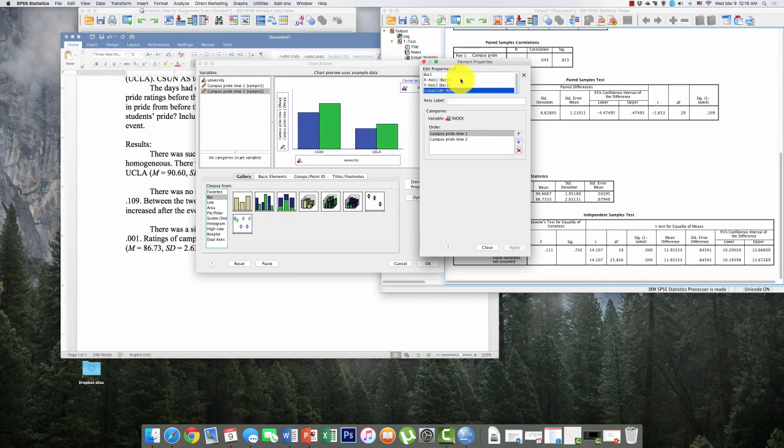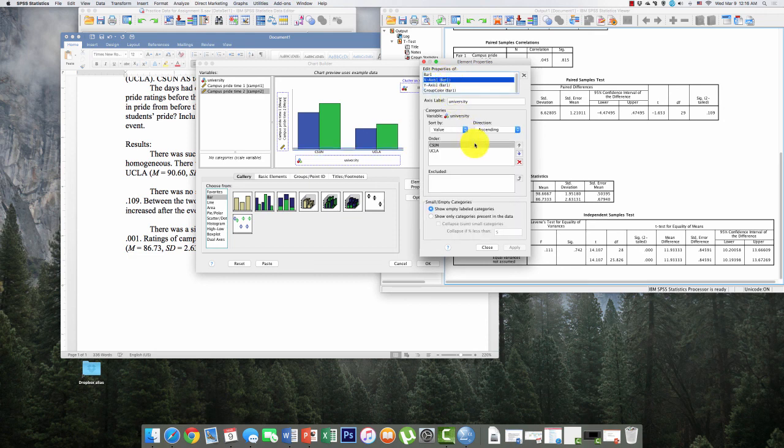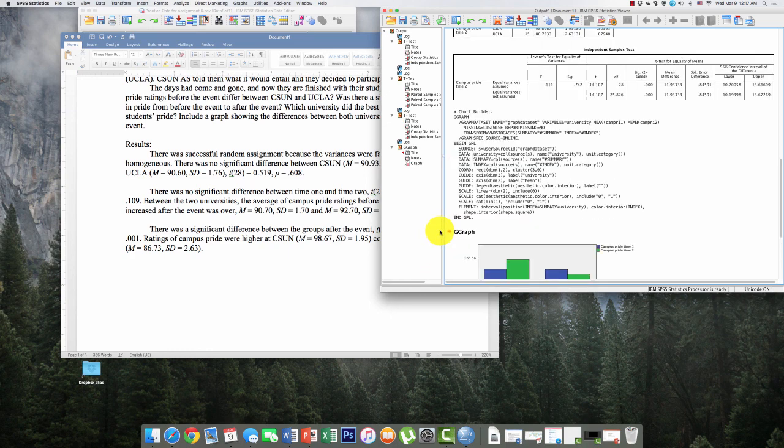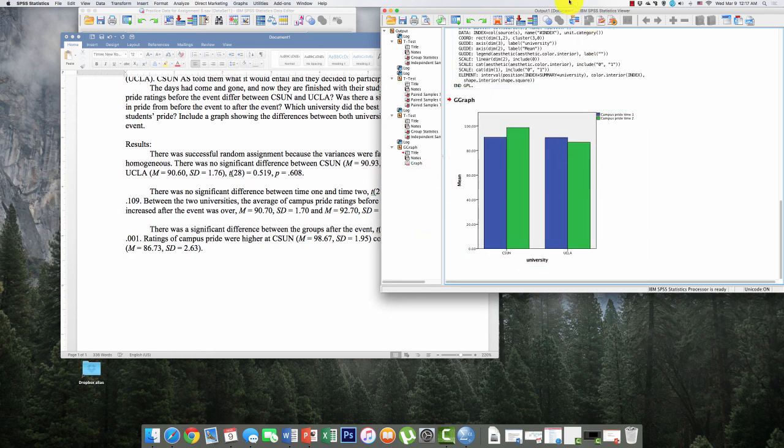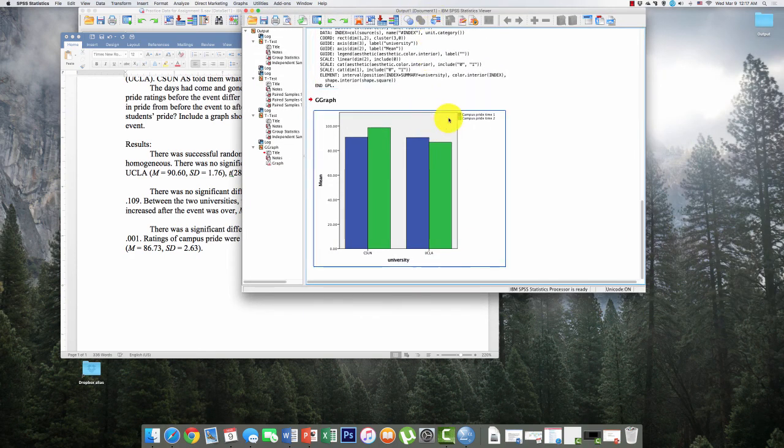One last setting to change is go to the x-axis, parentheses bar 1. If you go down here where it says small empty categories, click on show only categories present in the data and hit apply, and then you're going to hit OK, and then this is what your graph, or in my case, my graph is going to look like.